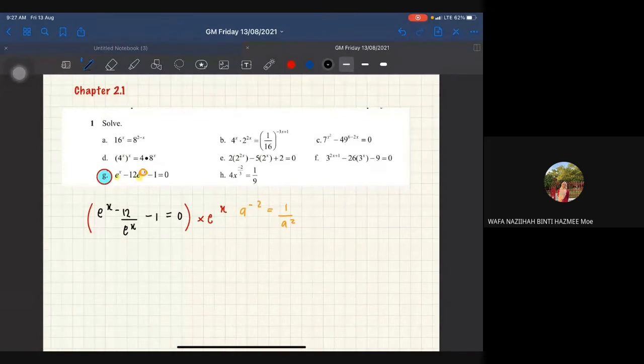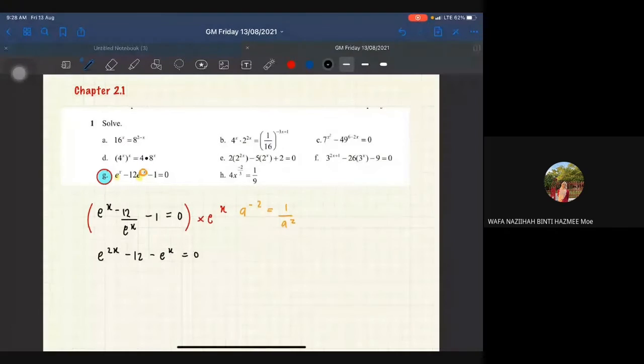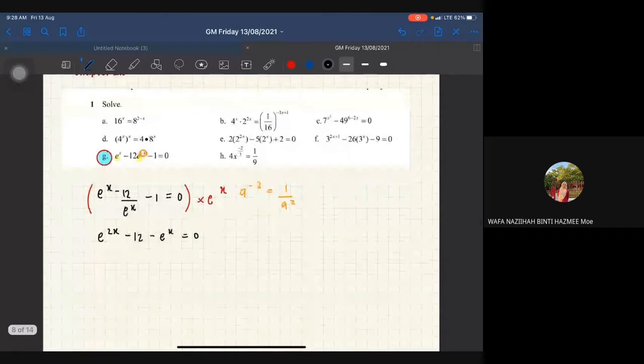Okay, so bila darabkan, yang the first term will become e to the power of 2x. Okay, sebab x plus with x is 2x. And then the second term is just negative 12. Then the third term is e to the power of x equal to 0. Okay, macam ni. Okay, so base dah sama, semua dah positive power. Alright, so sekarang apa awak boleh buat adalah awak cuba hasilkan satu quadratic equation.